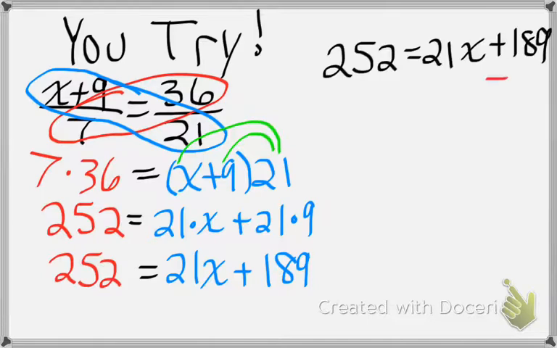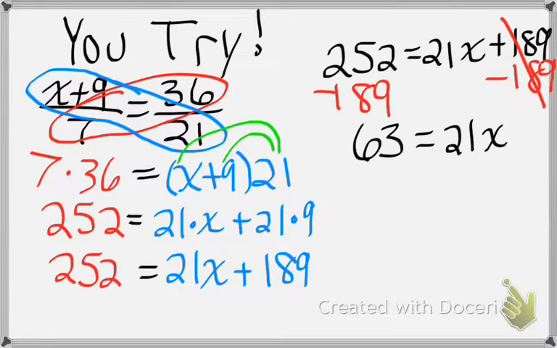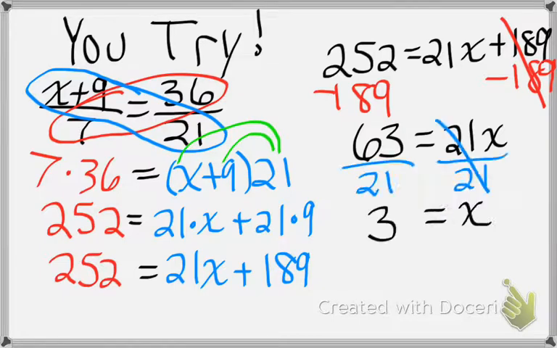We're going to subtract 189 from both sides. And then we're going to divide both sides by 21. We end up with x equals 3. That is the value that would make our proportion true.